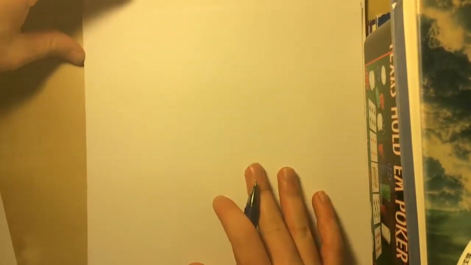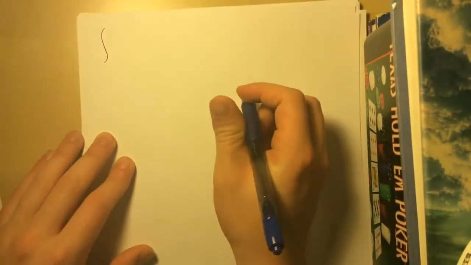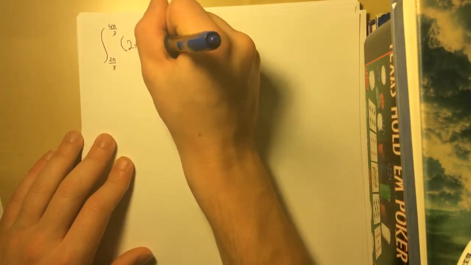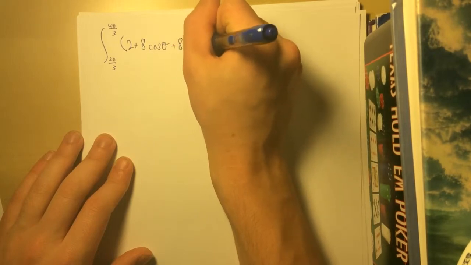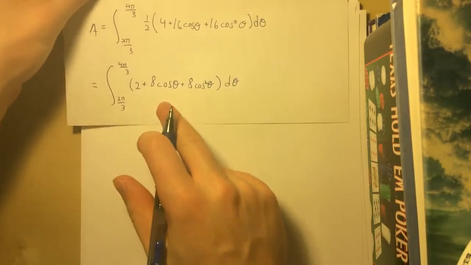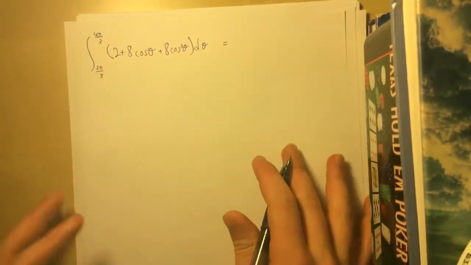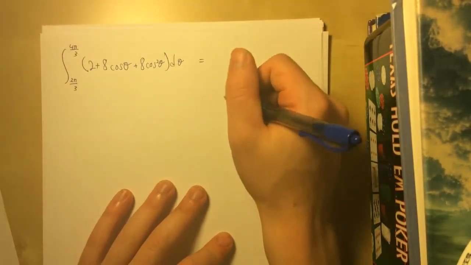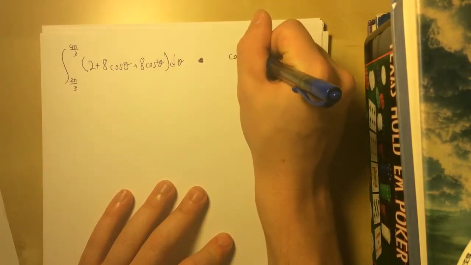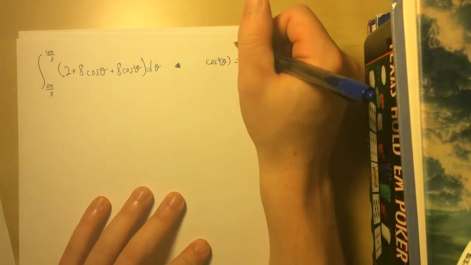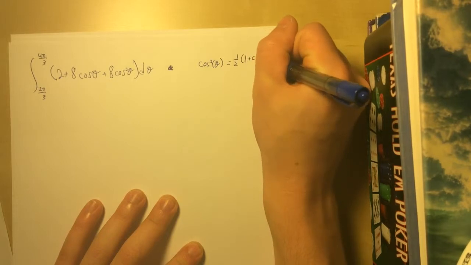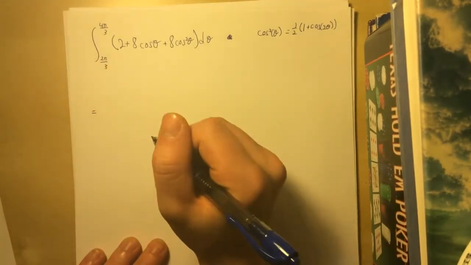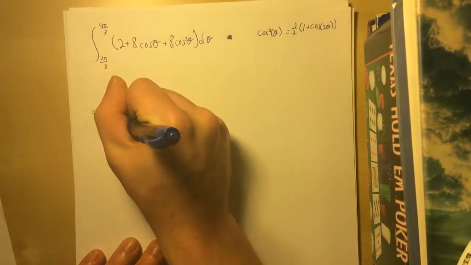I'll go ahead and copy that again on this new sheet of paper. What we had was the integral from 2 pi over 3 to 4 pi over 3. That's just that, I didn't do any steps. Now we're going to have to remember some trig identities and use the fact that cosine squared theta is equal to 1/2 times 1 plus cosine 2 theta. And we have a cosine squared theta, so the integral from 2 pi over 3 to 4 pi over 3.